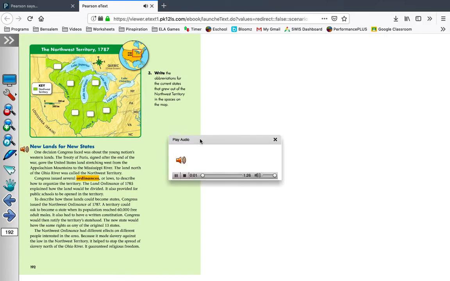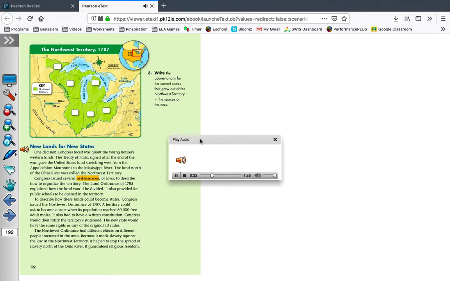New lands for new states. One decision Congress faced was about the young nation's western lands. The Treaty of Paris, signed after the end of the war, gave the United States land stretching west from the Appalachian Mountains to the Mississippi River. The land north of the Ohio River was called the Northwest Territory.